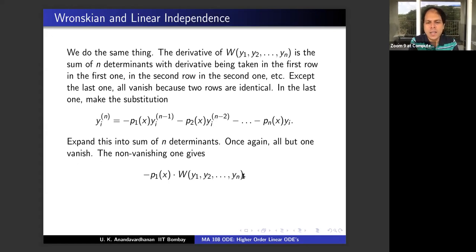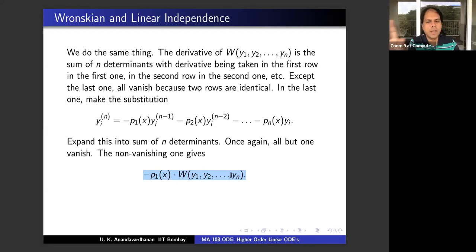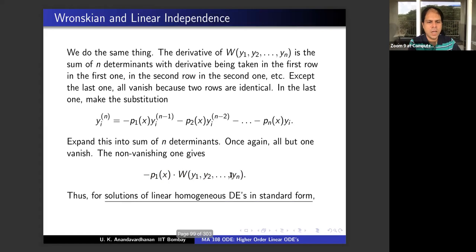So we have proved this. And this is enough for Abel's identity, right? This is enough for Abel's identity because W is a function, and now you're considering it as a function of x. So it is the same differential equation that you solved. So Abel's identity is done. Thus, for solutions of a linear homogeneous DE in standard form, I'm also assuming the coefficients are continuous, though integrability of P1 may be enough for Abel's identity. But let's assume continuous. Whenever we don't say it, assume that all the coefficient functions are continuous.